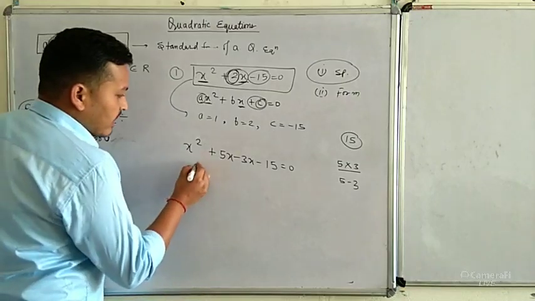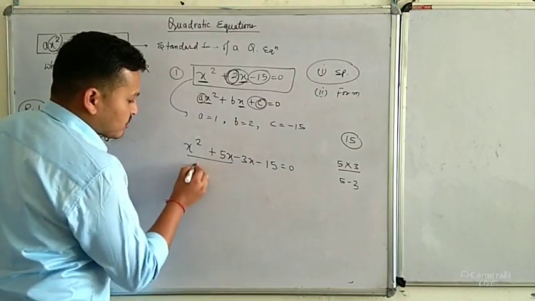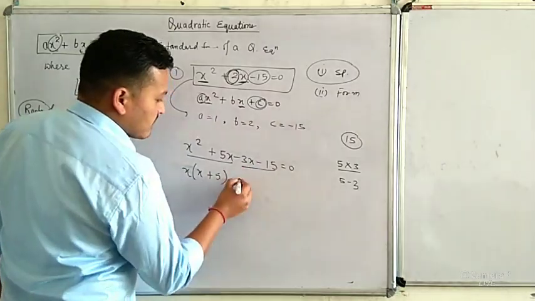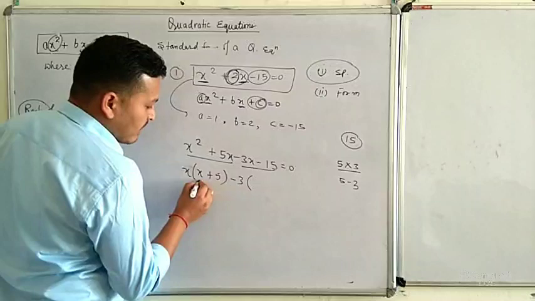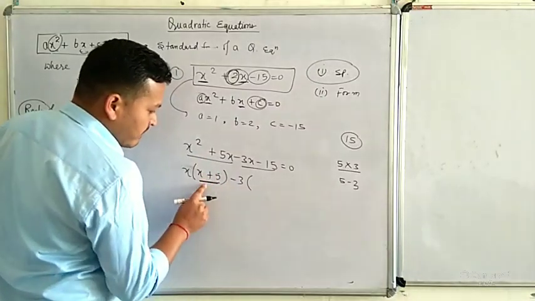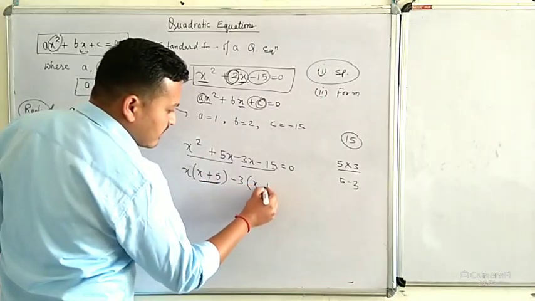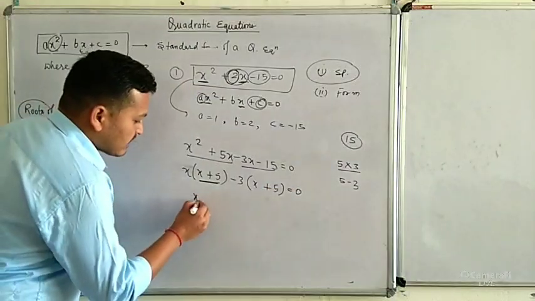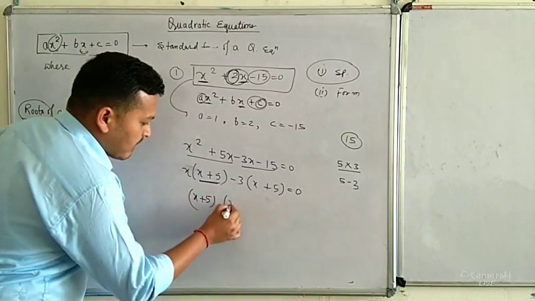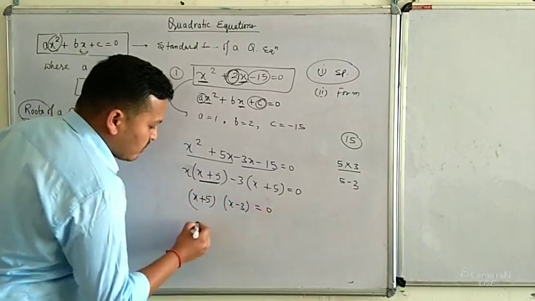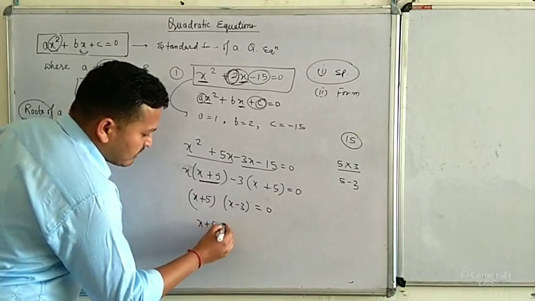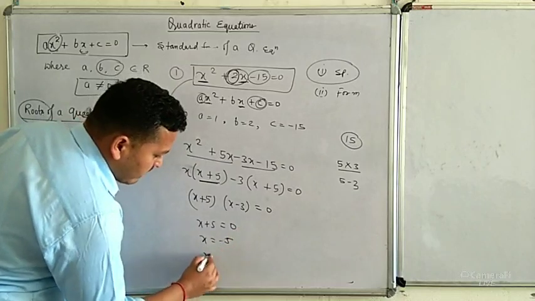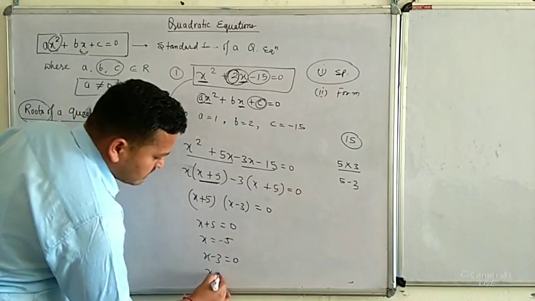Okay, so x square is common out, in this part we can take x common, so x plus 5, and in the second part minus 3 is common, and try to make the same factor in both. So x plus 5 is equal to 0. Now x plus 5 is common out and the second part x minus 3 is left, equal to 0. So first x plus 5 is equal to 0, x is equal to minus 5, and second x minus 3 is equal to 0, x is equal to 3.